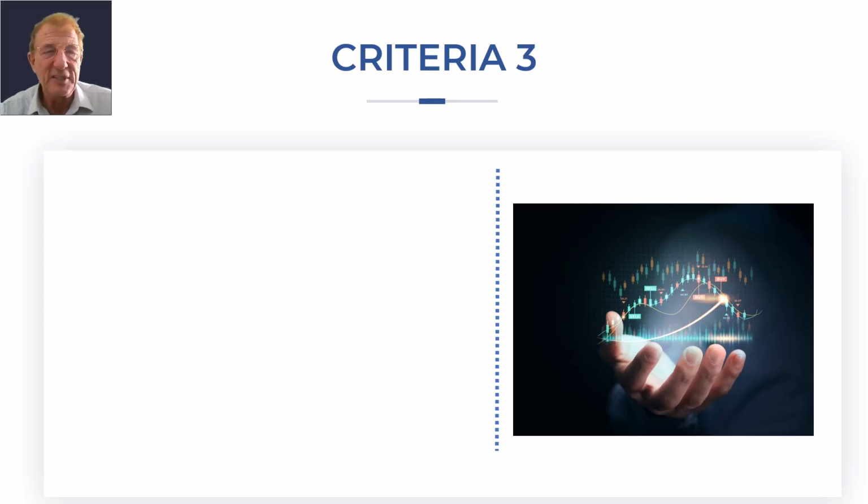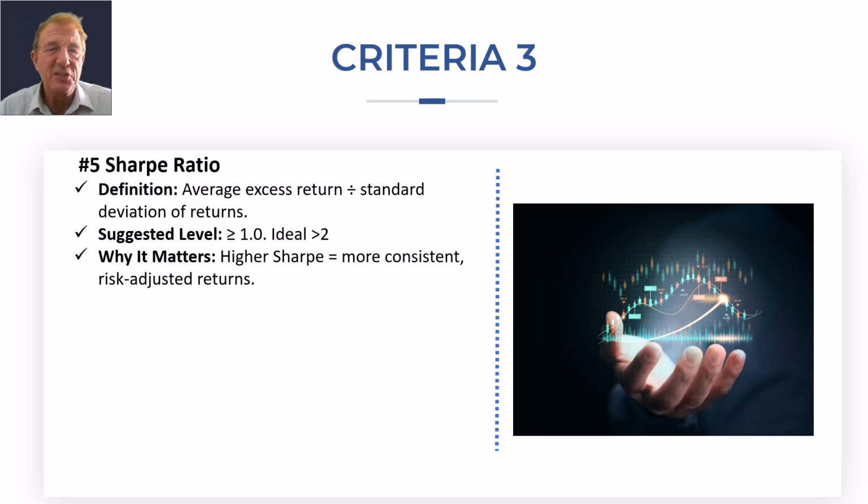If we look at our next set of criteria, number 5 is the Sharpe ratio. This is a reasonably complex calculation, but essentially what it does is it looks at the average excess return divided by the standard deviation of returns.